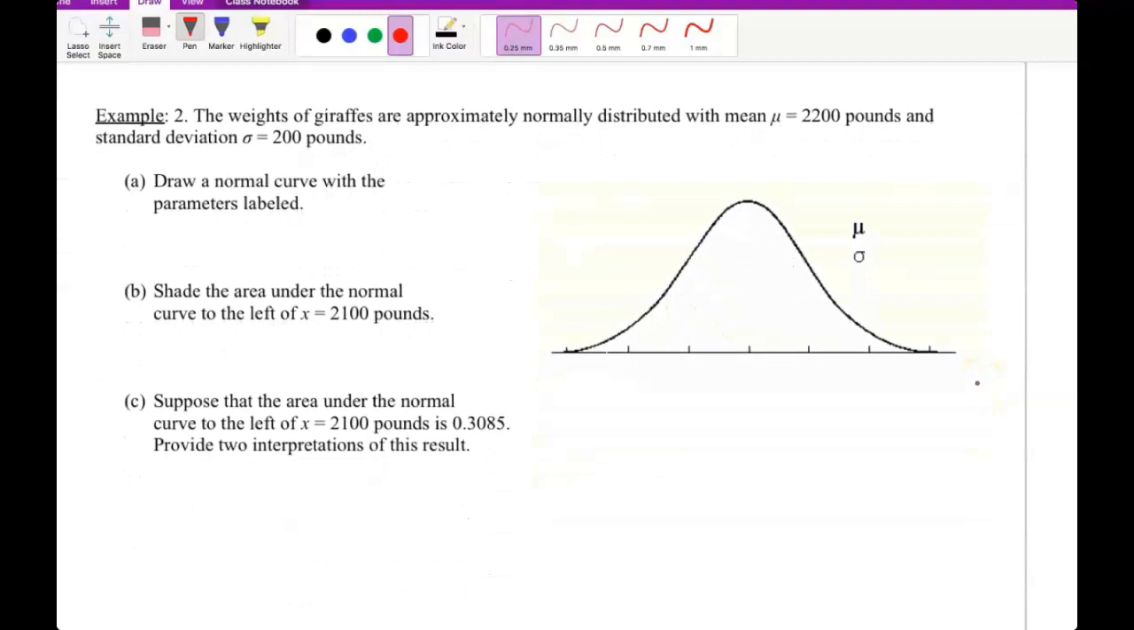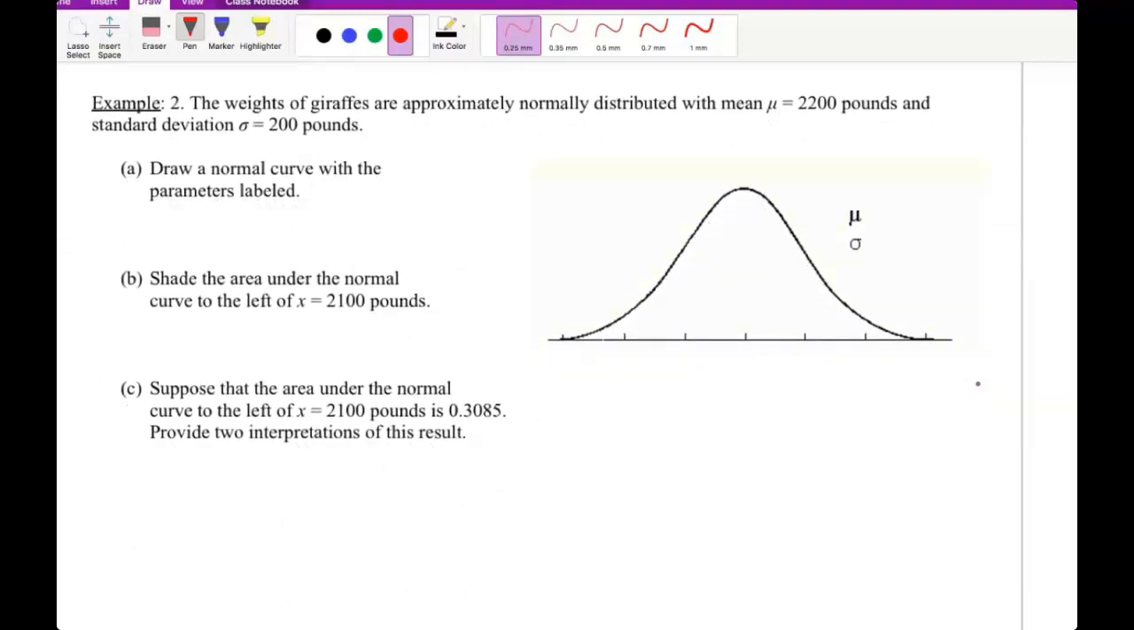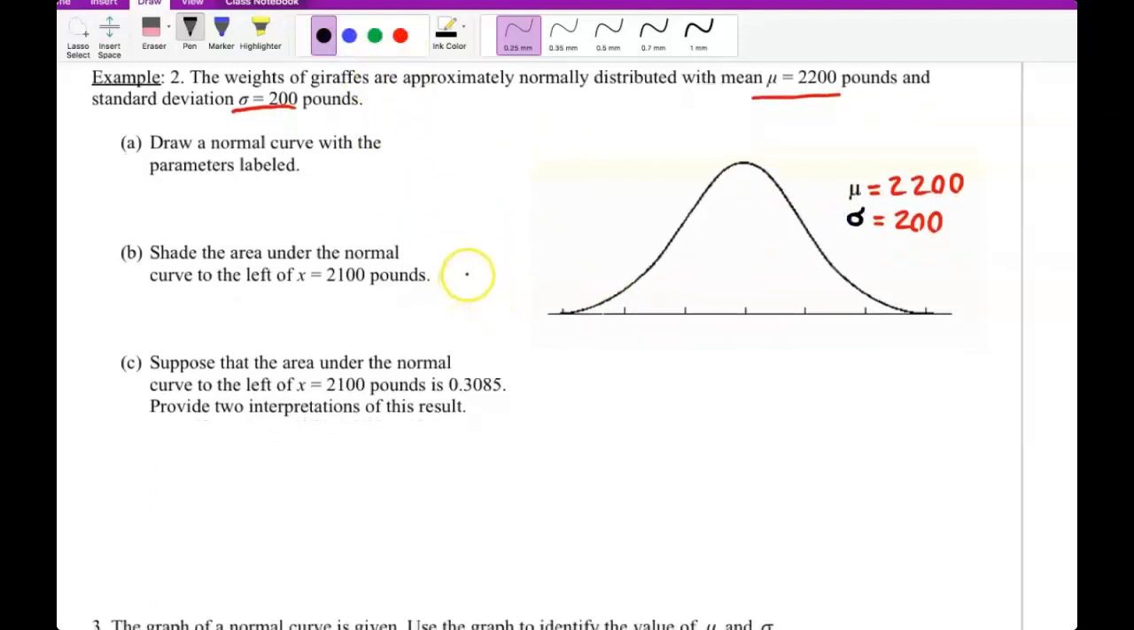Okay, now based on the empirical rule, answering this part. This is normally distributed when the mean is 2,200 and the standard deviation is 200. Okay, part A is asking to draw a normal curve with parameters labeled.